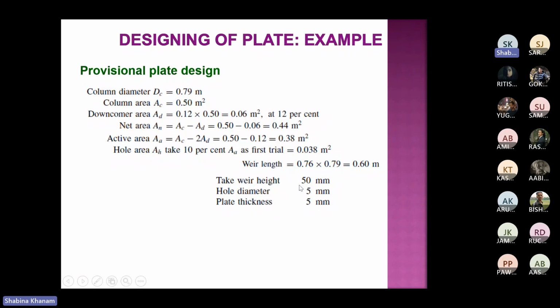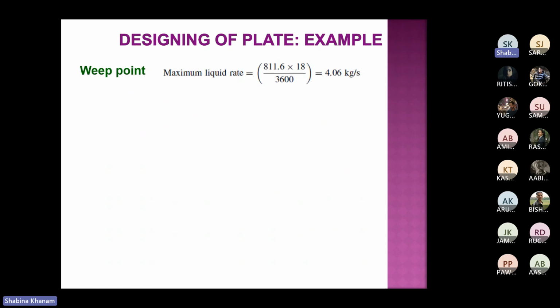And we need to consider the weir height as 50 mm, which is the recommended value to start with. I'm not saying this value is correct, but that initial guess you need to take. Okay, hole diameter 5 mm and plate thickness 5 mm. Okay, weeping point. The next parameter we need to consider is the weeping condition. And all those parameters will be calculated for the bottom plate. I don't need to repeat it again and again. Except column diameter, others should be location dependent.